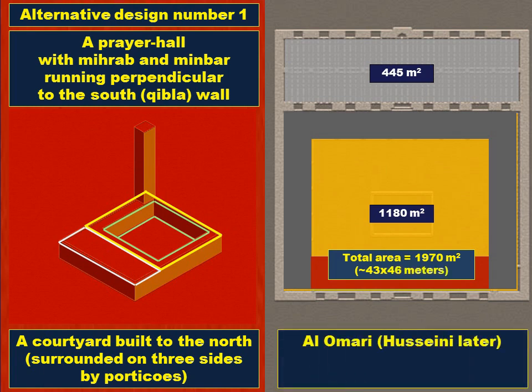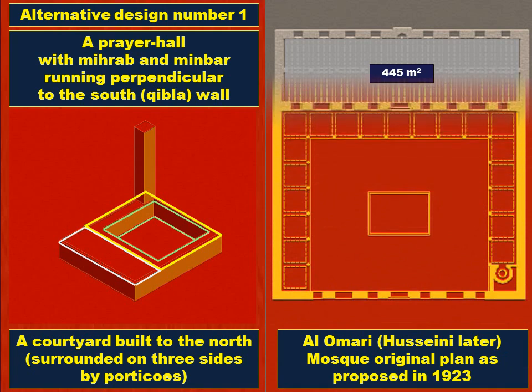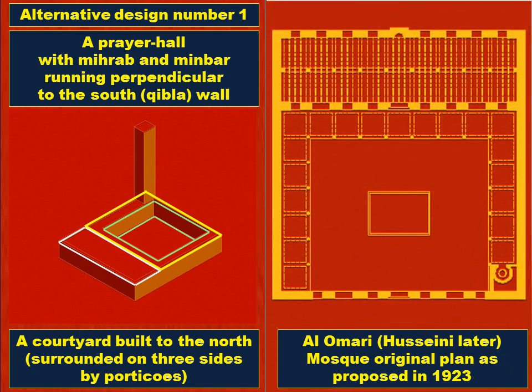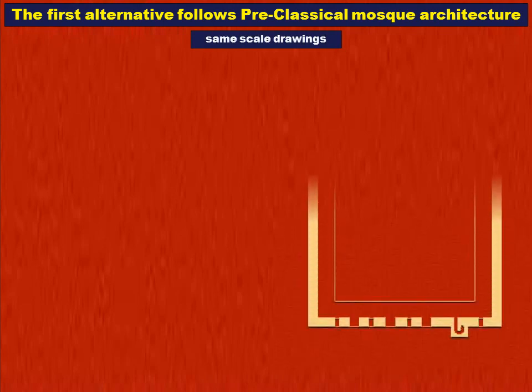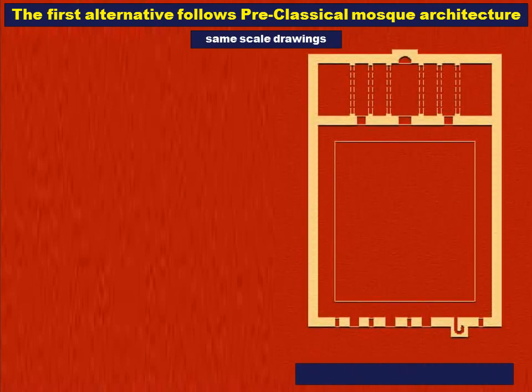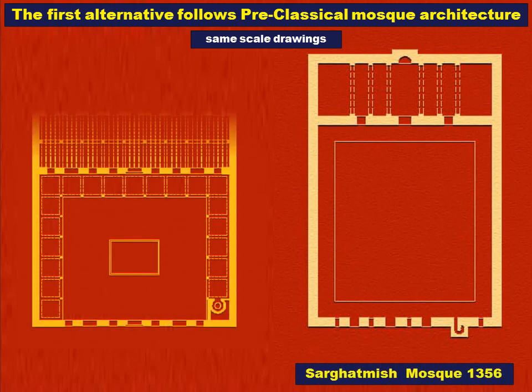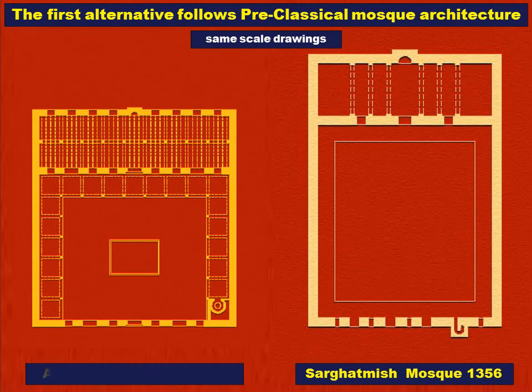Almaani, Husseini later, mosque original plan as proposed in 1923. The first alternative follows pre-classical mosque architecture. Congregational Mosque 1356. Al-Husseini Mosque 1923.